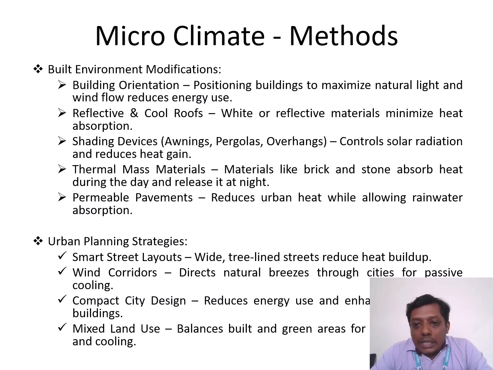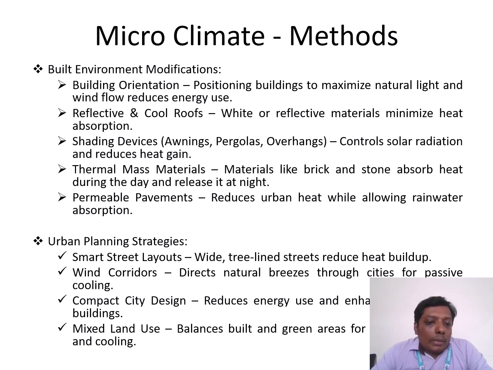Shading devices control solar radiation and reduce heat gain. Thermal mass materials like brick and stone absorb heat during the day and release it at night. Permeable pavements reduce urban heat while allowing rainwater absorption.